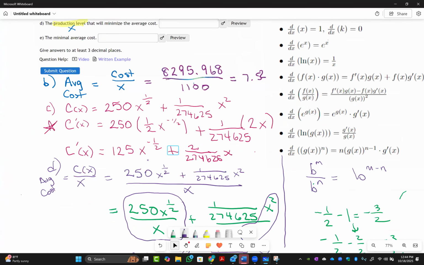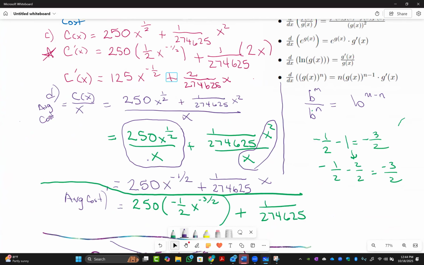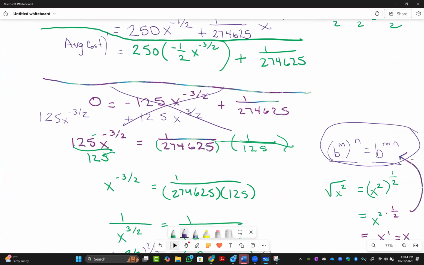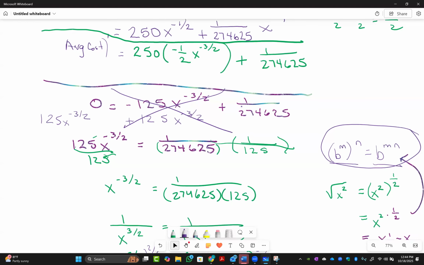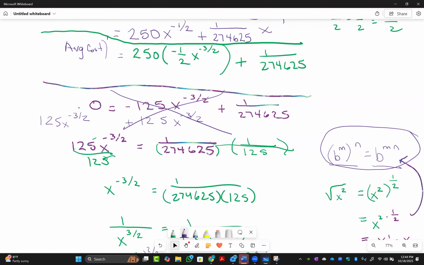Average cost, it's the A star derivative. It's the derivative function. Minus 125 x to the minus 3 halves plus 1. This number is the first derivative of the average cost. It's negative, so that means it's probably decreasing. My guess is it's decreasing because this is negative. I'd have to plug some numbers in to see.